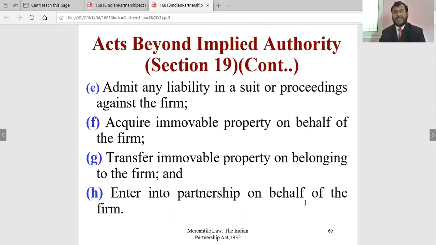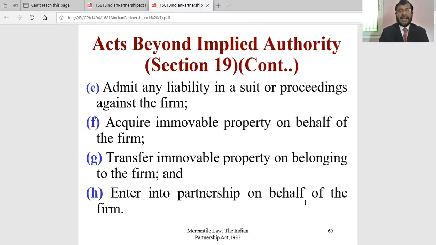Admit any liability in a suit or proceeding against the firm. Suppose I was called to the witness box to give evidence. The partners decided that we will specifically deny that claim, giving specific documents, and deny it. But I enter the witness box and give evidence otherwise, admitting, yes, what he says is right. That is not allowed. Acquire immovable property on behalf of the firm.